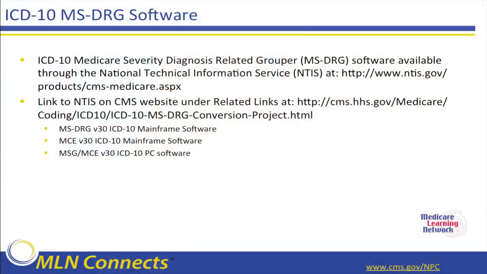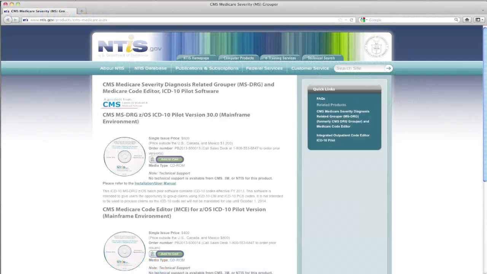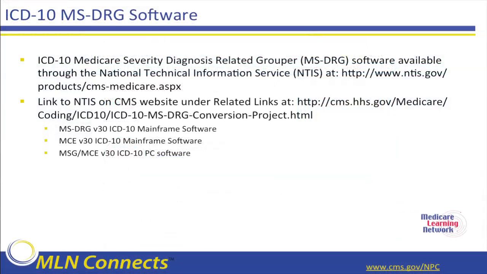Is there a mainframe or PC version of the ICD-10 MS-DRG software available for review? Yes, CMS provided version 30 of the ICD-10 MS-DRGs in mainframe and PC software in early 2013. This software is being distributed by the National Technical Information Service, or NTIS. For information on ordering the software, see the links on the ICD-10 MS-DRG Conversion Project website at the link posted on the slide. However, the final version of ICD-10 MS-DRGs, which is version 32, will be subject to formal rulemaking.